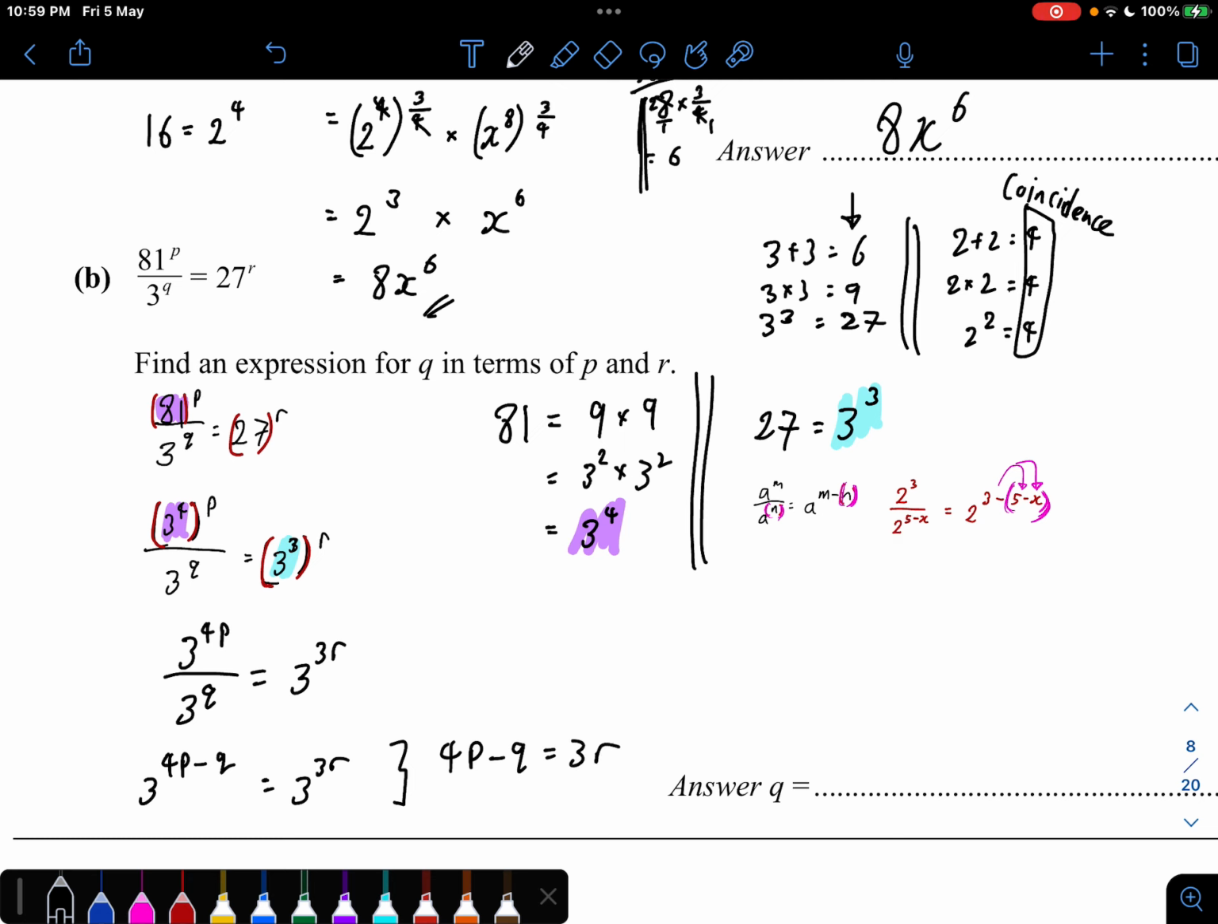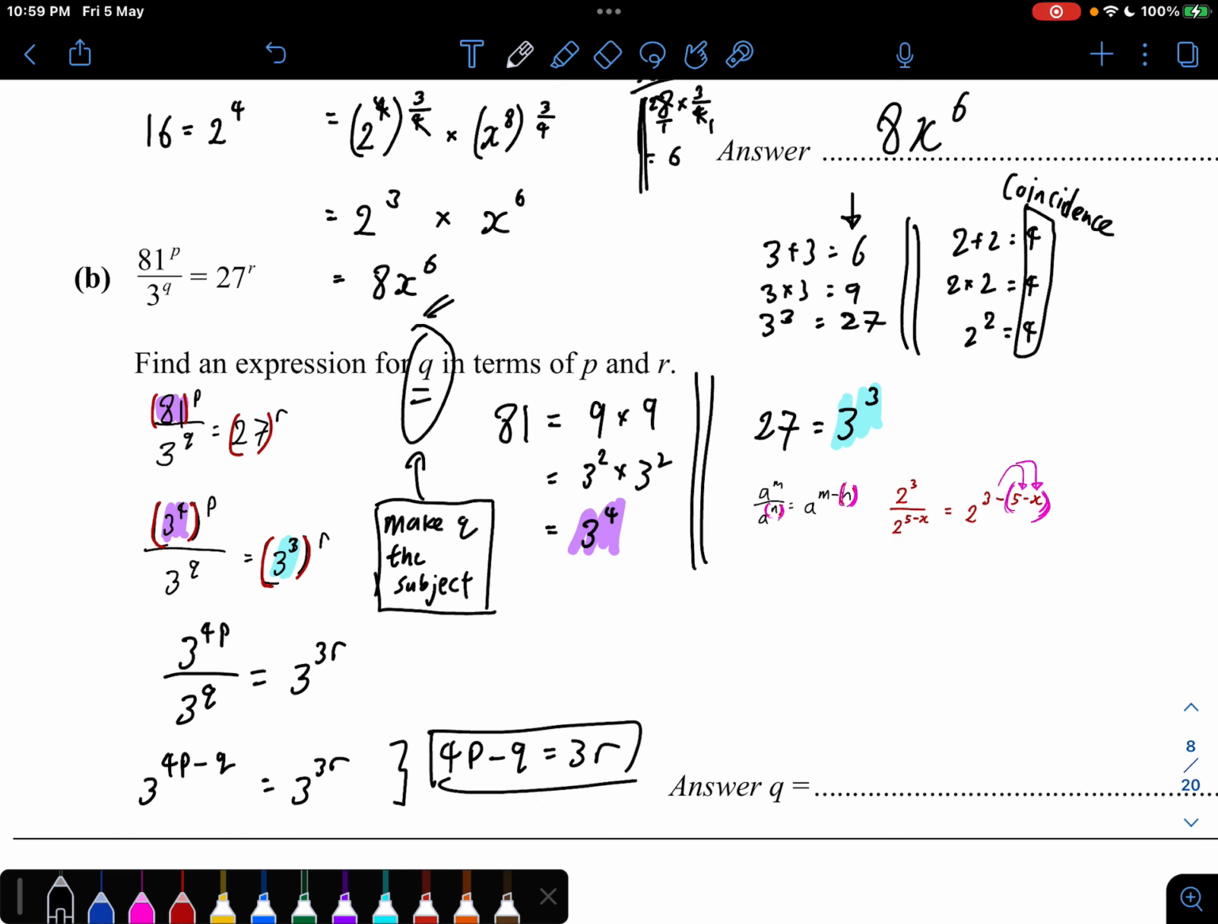Now find an expression for q in terms of p and r. That is telling you make q the subject. English comprehension: it is equivalent to saying make q the subject. So here, is this our answer? No. Here, they already wrote for you q equals, so you have to make q the subject. How do you do that? Let's go. 4p minus q equals to 3r, 4p equals to 3r plus q. So if I want q as a subject, I can just bring the positive 3r over. I get 4p minus 3r. Answer.